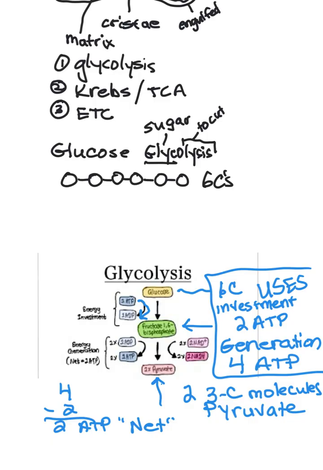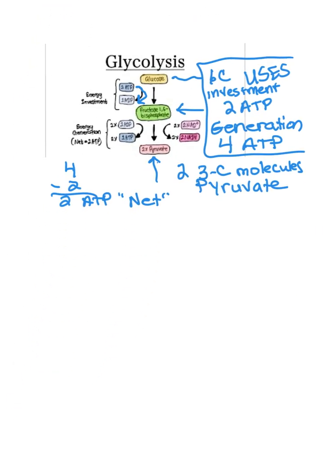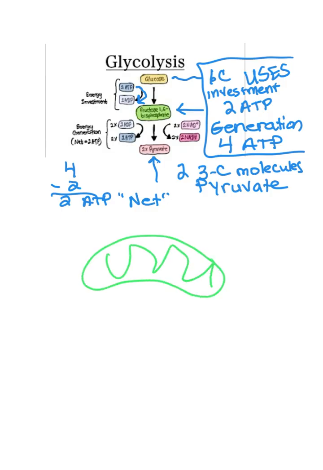All right, so this happens outside in the cytoplasm. Let's make sure you get that. So here's the mitochondria, right? We've got our cristae and our matrix. So out here is where glycolysis occurs, out in the cytoplasm of the cell. Once I get 2 3-carbon molecules of pyruvate, those are small enough that they can make their way into the mitochondria for the next step.